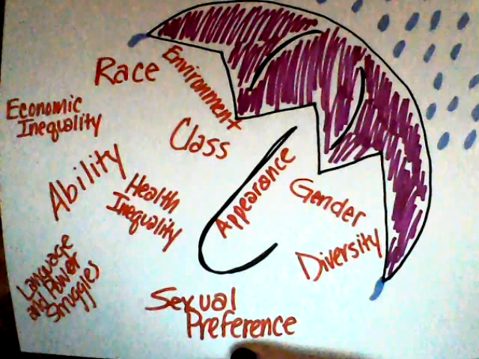Falling under this large umbrella are various issues, including race, class, ability, gender, sexual preference, diversity, economic inequality, health inequality, language and power struggles, and even appearance. Social justice can also include issues related to the welfare of our environment.